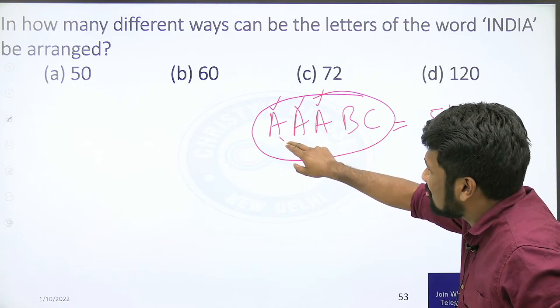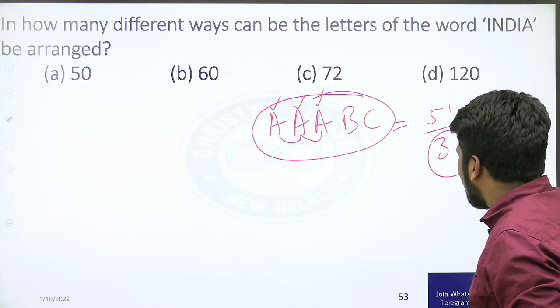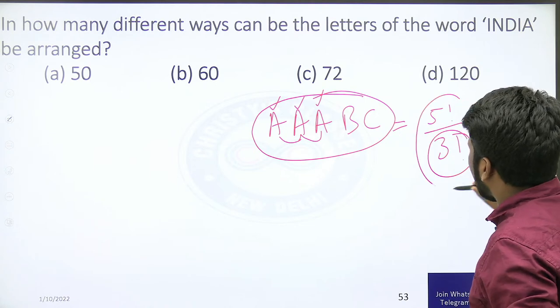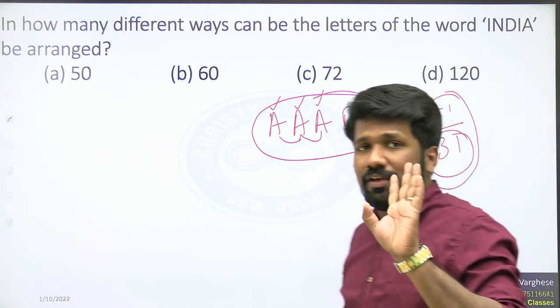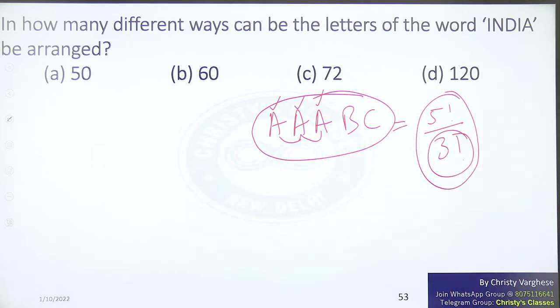Remaining are just rearrangements of AAA. Internally, AAA can be rearranged in 3 factorial ways, right? So, only 1 by 3 factorial are original. That is why we are dividing by 3 factorial. Please respond whether this is clear.